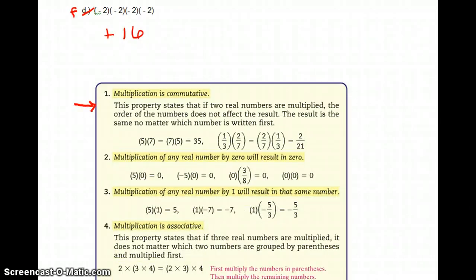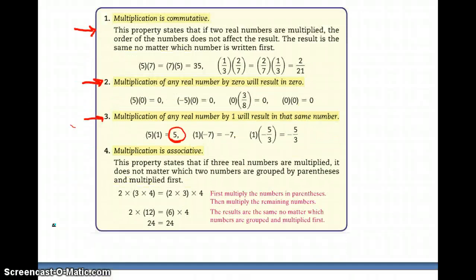Okay? Multiplication of any real number by 0 will always be 0. Anything times 0 is 0, guys. We should know that. Multiplication of any number by 1 will result in that number. So 5 times 1 is 5. 1 times negative 7 is negative 7. That's not going to change.